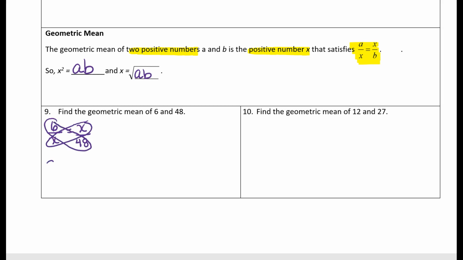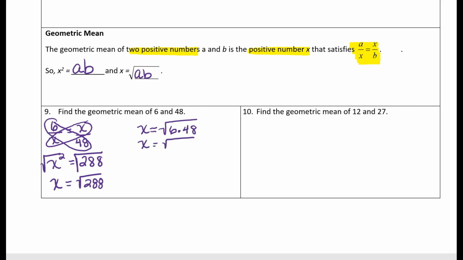So you're going to get x squared equals 6 times 48, which is 288. Then you would proceed to take the square root of each side. Remember, we're dealing with the positive numbers. So this would be the square root of 288. Now that would be going through the process. Now, you also can just go straight up here and say the geometric mean is the square root of 6 times 48, which still gives us the square root of 288. But you do realize that 288 will simplify as a simplified radical.